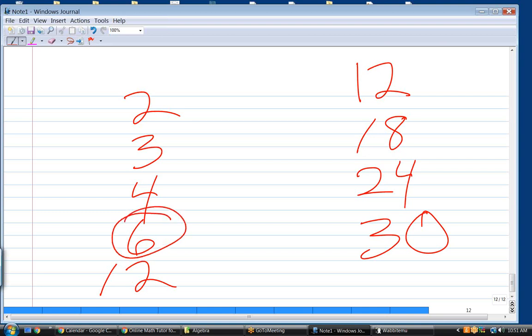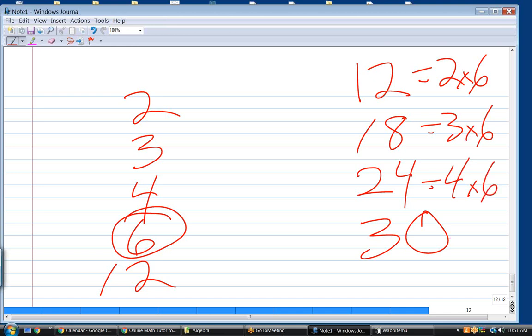So no matter which 3 consecutive integers you give me, it's always going to be a multiple of 6. This is 2 times 6. This is 3 times 6. This is 4 times 6. And this is 5 times 6. So we know that no matter which 3 consecutive integers you pick, it's a multiple of 6, which means 6 is going to be the largest number that divides into all of them. Every time.